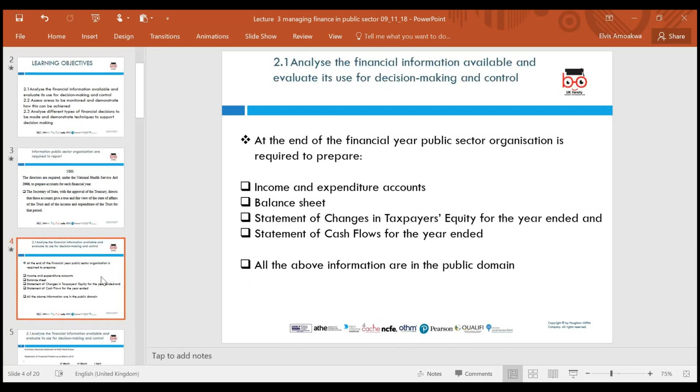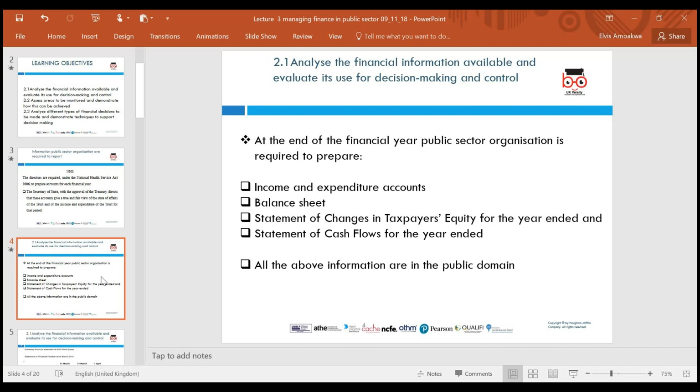At the end of every financial year, every public sector organization, including the NHS, is required to provide income and expenditure accounts. All the taxes that come in, all the money from national insurance, car parking charges, those are all income that comes in. So at the end of the year, they have to account for all that income and how they used it. So we'll have their income and expenditure accounts.